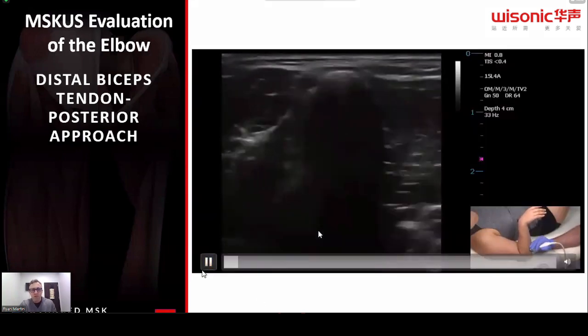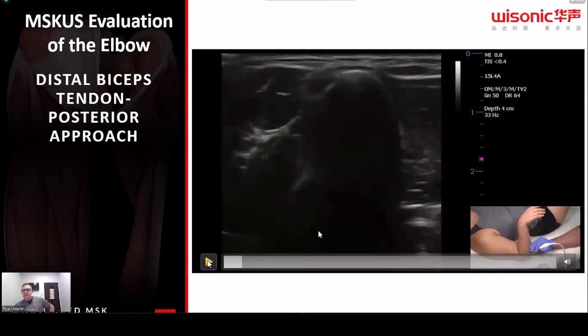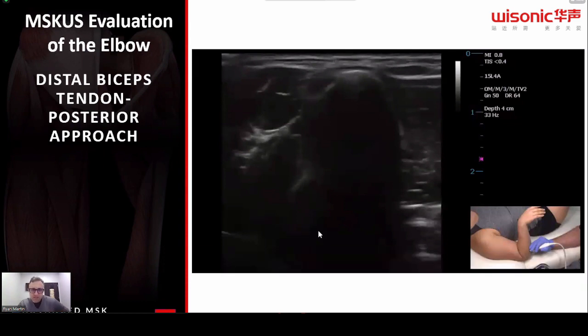Now the distal approach. The thing with the distal approach is you're only going to see the very enthesis, or the parrot's beak, the very distal end of the bicep. Now, why is that good? Well, one, it's the enthesis, the attachment site. There could be some cortical irregularities.